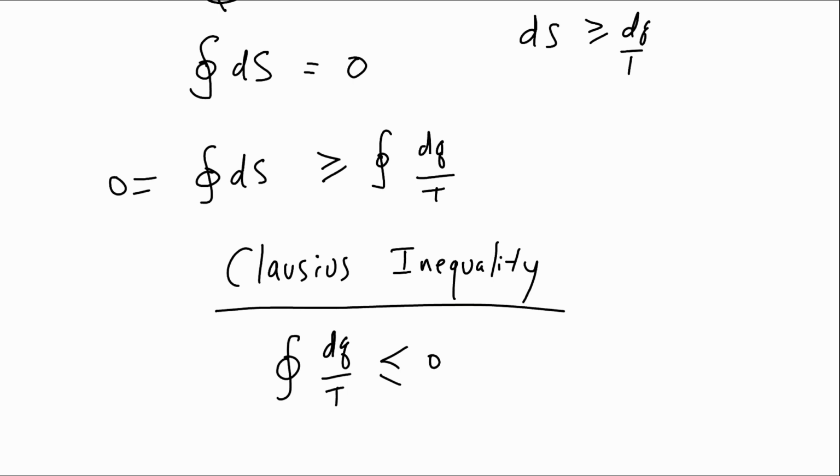And so what that means is if I go around a cycle and I look at the heat, and the temperature can be changing. I go around a cycle and heat's coming in, heat's going out, at all the steps. If I weight that dq around that cycle by a 1/T, then I'm going to get something that's less than or equal to 0. Okay.